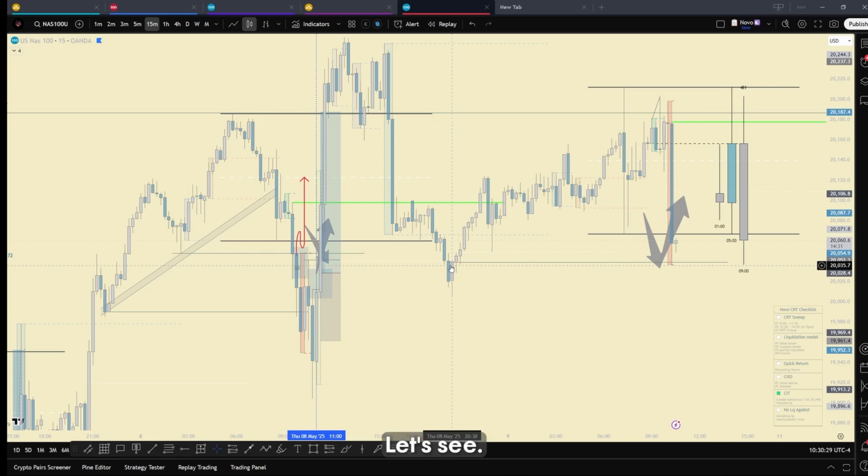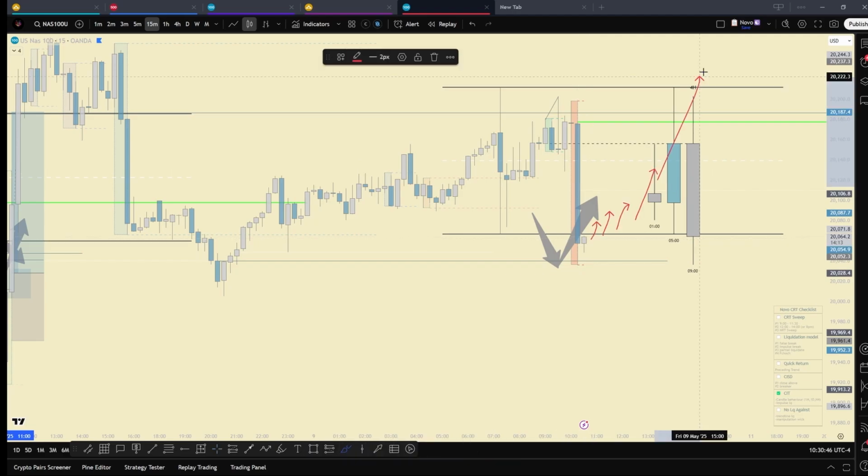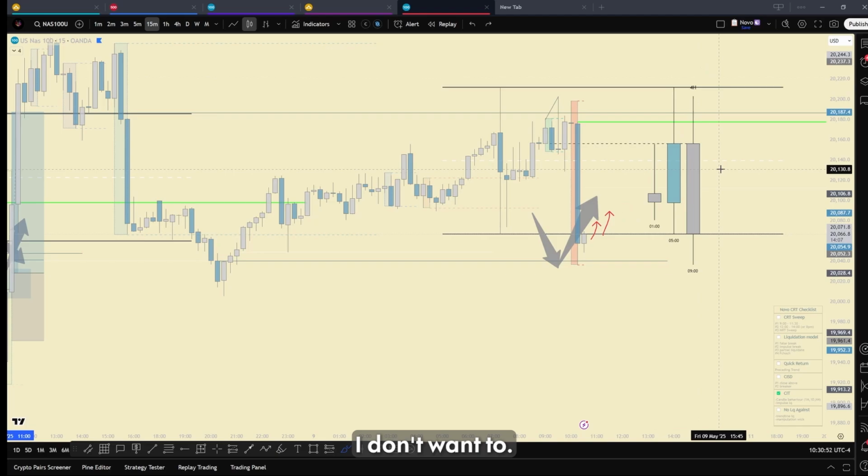Let's see if price holds this. There's two ways that this candle can be reacted to. We can either have the move where the candle just starts to pull back up here from this massive move lower, or we could sweep with this candle there and start to move higher. Either one of the two. That's what I want to see if I'm going to go long from the CRT. No point, yeah.